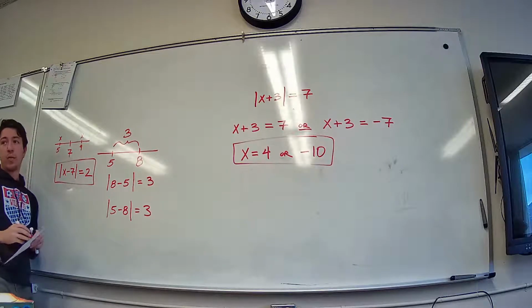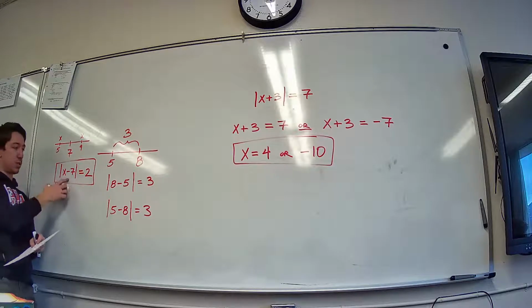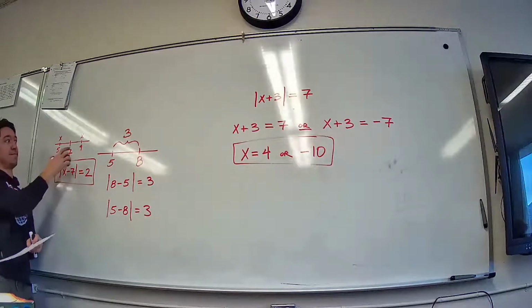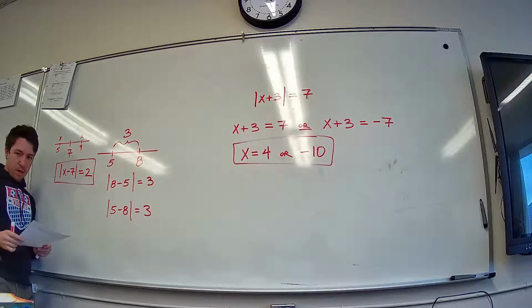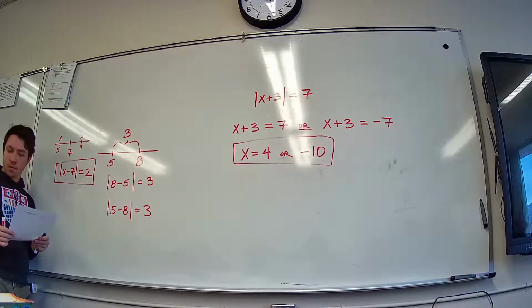Now, by the way, what's the solution to this equation? 9 and 5. We feel okay about that? Okay, let's look at B.